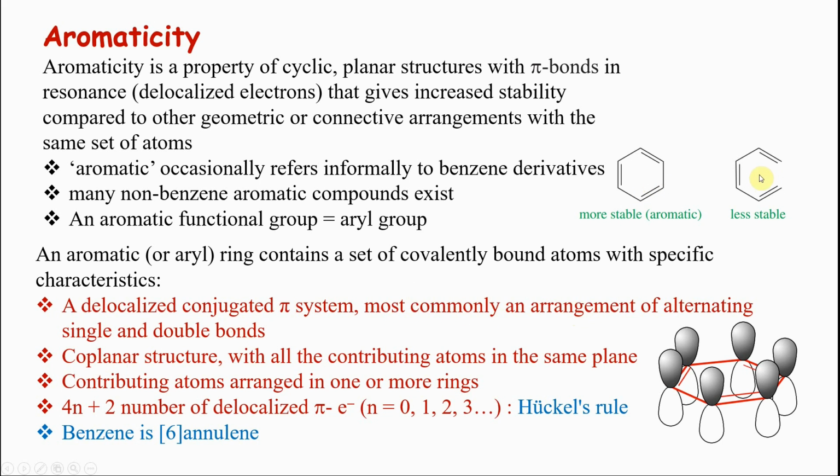Okay, just because you have alternate single and double bond doesn't mean that it is going to be aromatic. It has to be coplanar, meaning it must be in the same plane, with all contributing atoms in the same plane. See here I have 6 contributing atoms. I have drawn the 6 carbons in benzene. They are on the same plane and the orbitals are on the same plane.